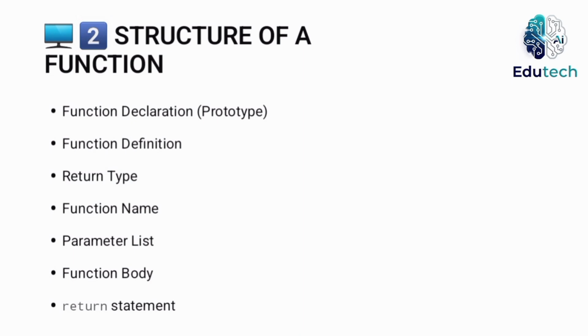The general structure includes return type, function name, parameter list, and function body enclosed within curly braces. The return statement is used to send a value back to the calling function. Proper function structure ensures clarity and correct execution of programs.